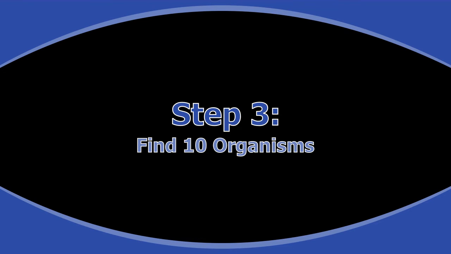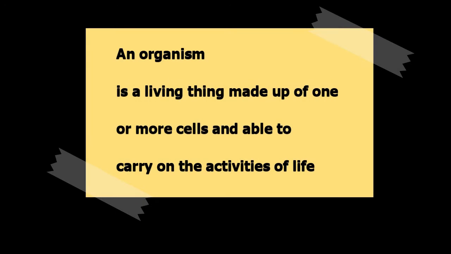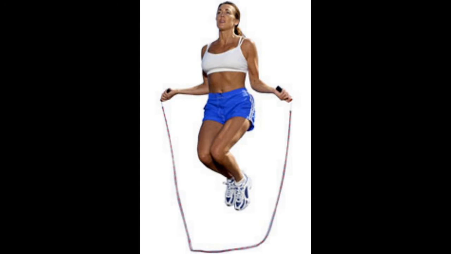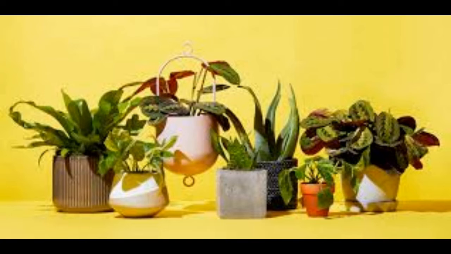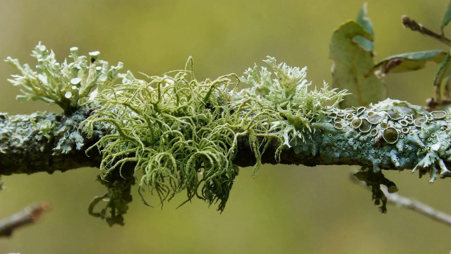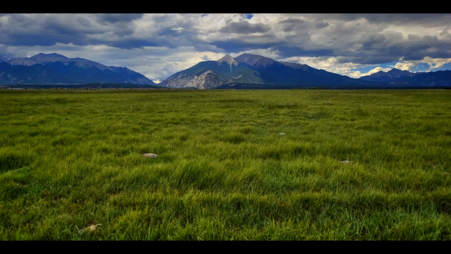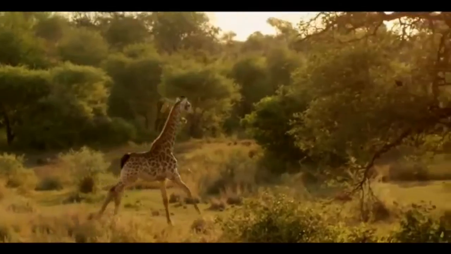Step 3, you're going to find 10 organisms in this habitat. So an organism is a living thing that is made up of one or more cells and is able to carry on the activities of life, such as using energy, growing, and reproducing. So organisms can include plants, lichens, trees, insects, grass, animals, birds, etc.